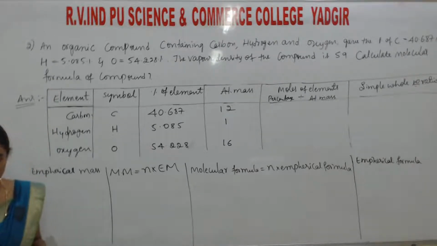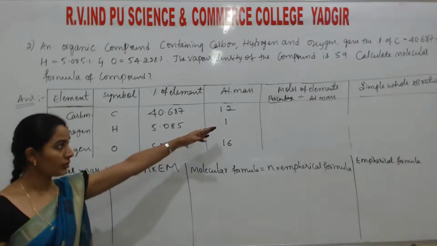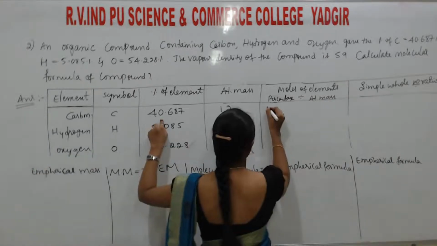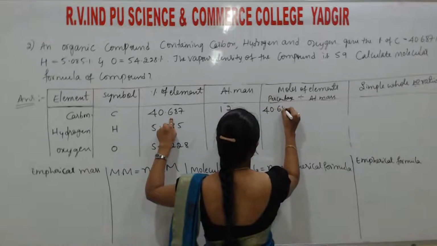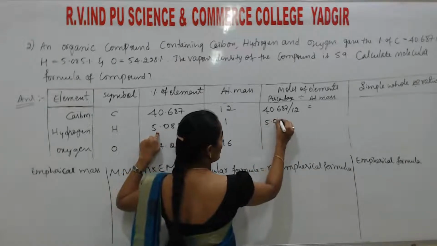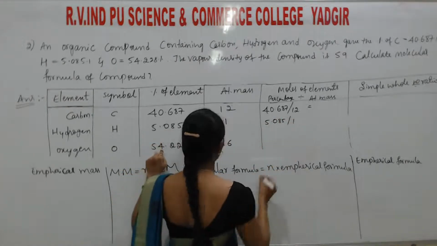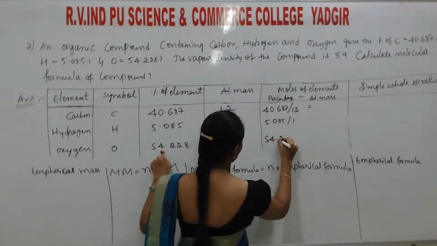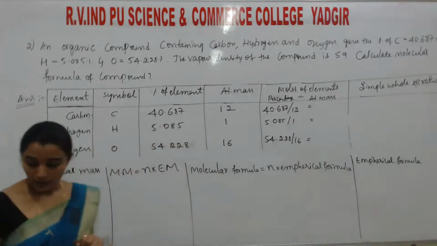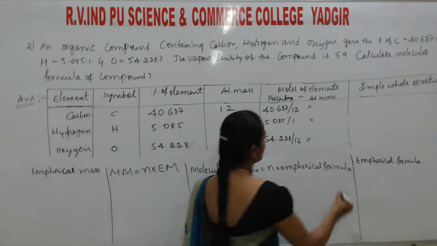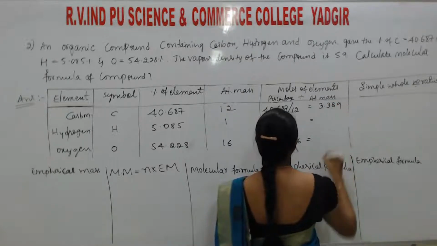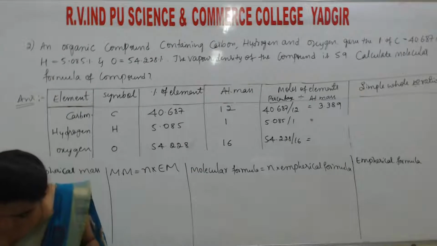Okay? Later we have to calculate, students, the moles of the elements, that is percentage divided by atomic mass. That means 40.687 divided by 12. Next, 5.085 divided by 1. This one, 54.228 divided by 16. We have to write the answer here. Okay, here we will get approximately 3.389. I just calculated it, then you get the answer.